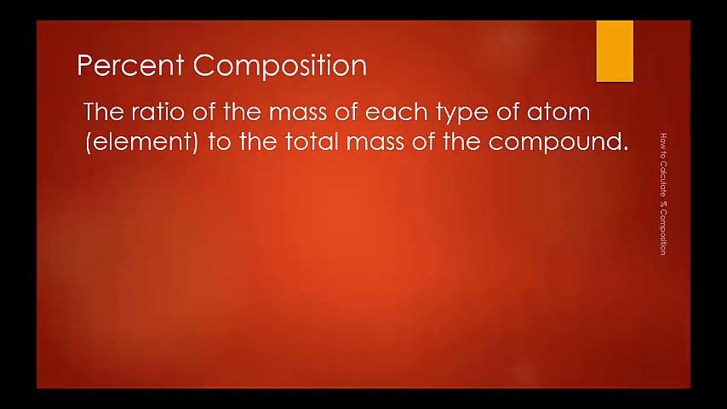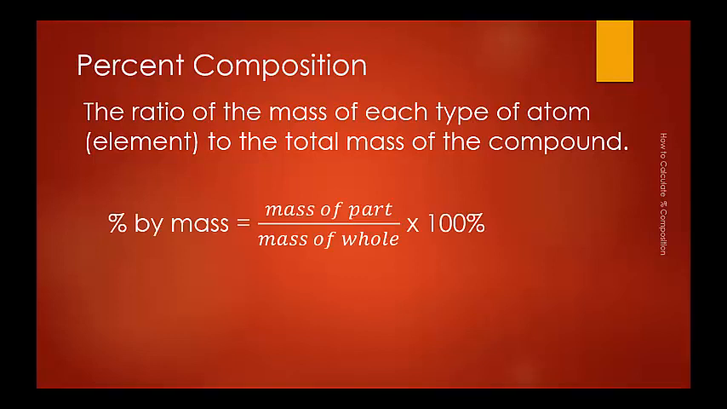So we just want to find out how much of the compound is made up of each of its parts, right? How much of water is made up of hydrogen and how much is made up of oxygen, for example. So we take a typical fraction, a part over a whole, and then we just turn it into a percent by multiplying by 100%.